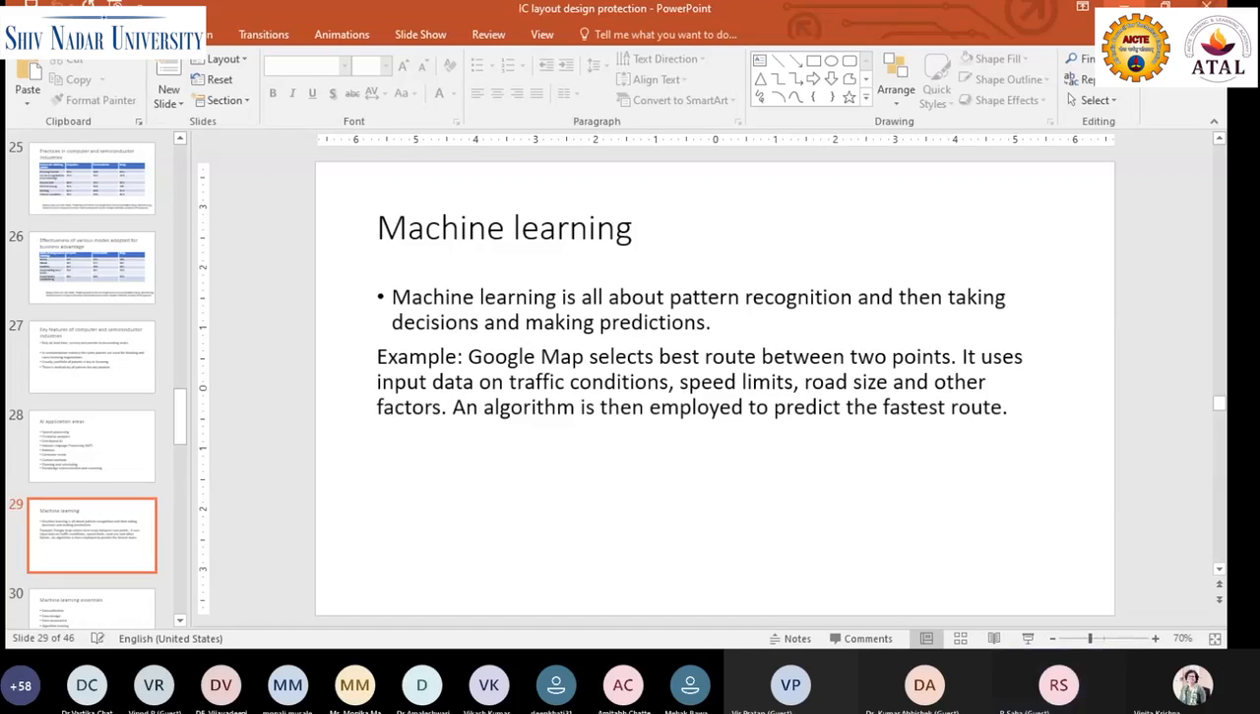So you guys are smart guys. Google Map is a very good example of machine learning, how it is able to give you the time required to reach your destination based on data on traffic condition, speed limits, road size, and many other factors.